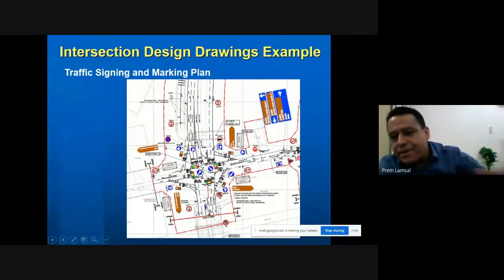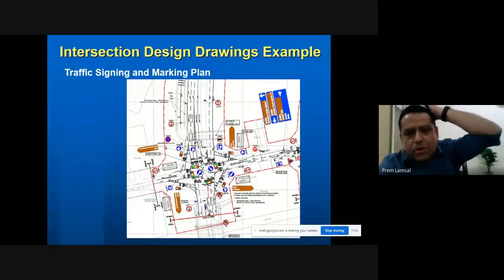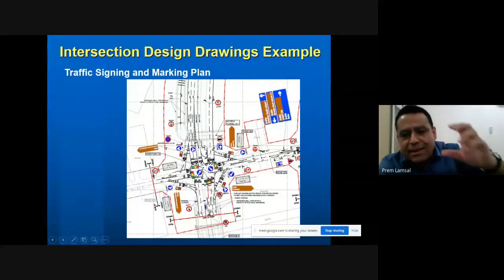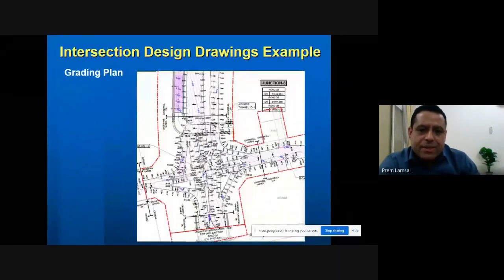All these signs have individual codes as per the Qatar traffic control manual. All these markings have individual codes as per the Qatar traffic signing and marking control guidelines, and based on those recommendations, we are providing all these here for the detail. And we are providing separate standard details for each sign and marking. I just wanted to give you an idea of what kind of drawings we normally produce.